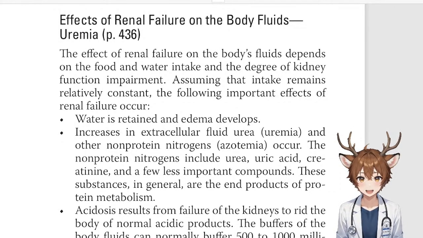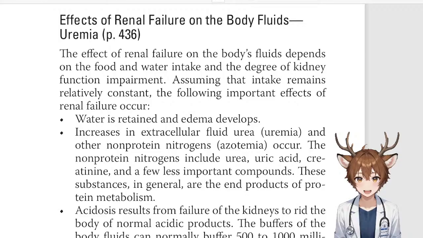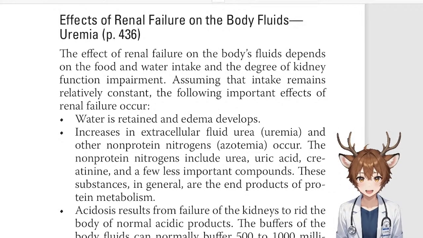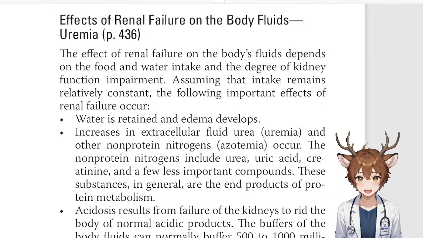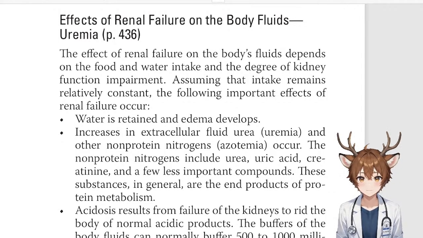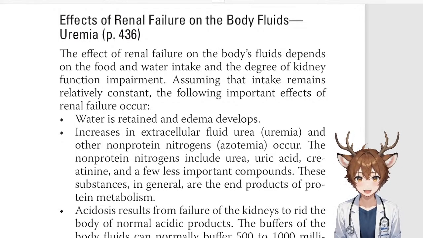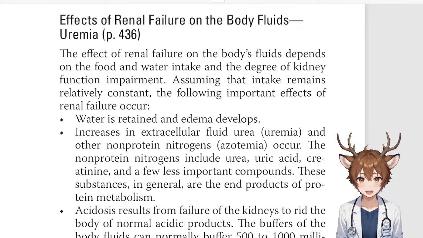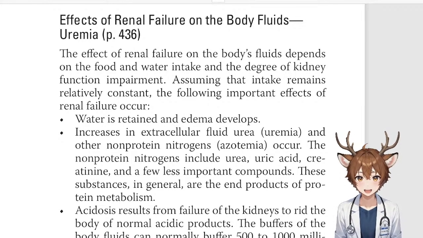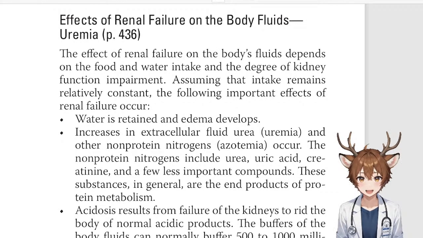Okay, let us proceed. Effects of renal failure on the body fluids, uremia. The effects of renal failure on the body fluids depend on the food and water intake and the degree of kidney function impairment. Assuming that intake remains relatively constant, the following important effects of renal failure occur. Water is retained and edema develops. Increases in extracellular fluid, urea, uremia, and other non-protein nitrogens, azotemia, occur. The non-protein nitrogens include urea, uric acid, creatinine, and a few less important compounds.